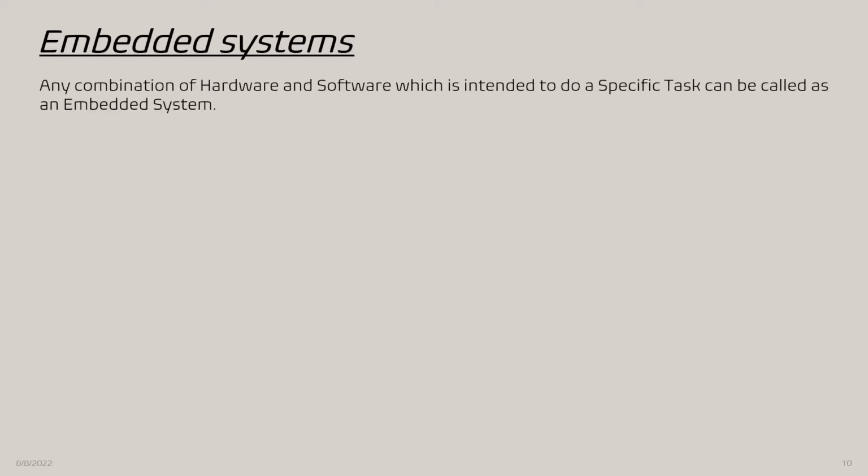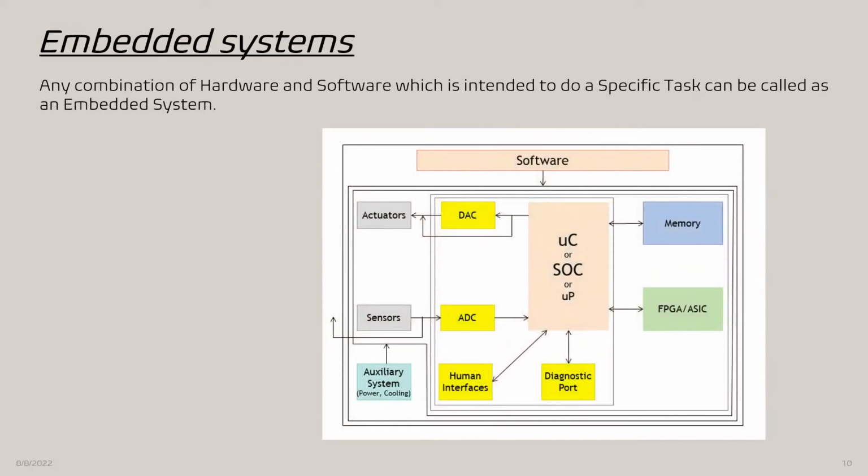Embedded systems is also a big topic in my internship. Any combination of hardware and software which is intended to do a specific task can be called an embedded system. Some examples are oven, washing machine, TV, security cameras, and so on. We can categorize embedded systems as standalone, real-time, network, and mobile. These are the components of an embedded system.